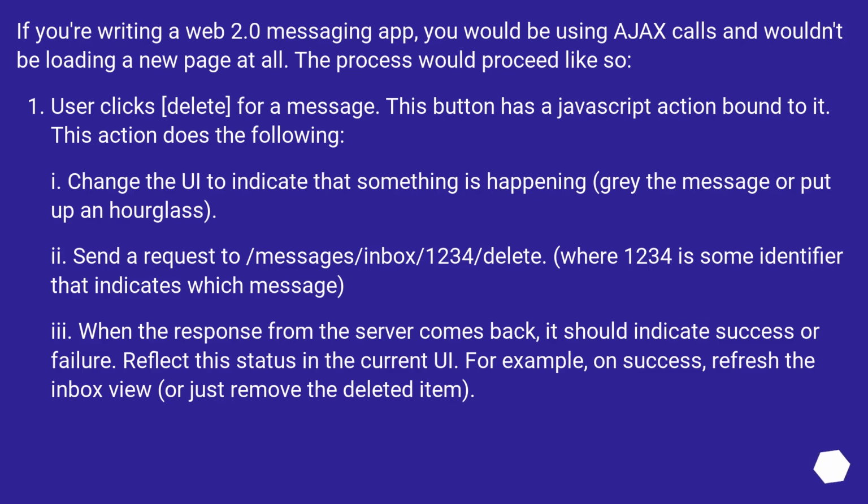1. Change the UI to indicate that something is happening, gray the message or put up an hourglass. 2. Send a request to the server, where 1234 is some identifier that indicates which message. 3. When the response from the server comes back, it should indicate success or failure. Reflect this status in the current UI. For example, on success, refresh the inbox view, or just remove the deleted item.